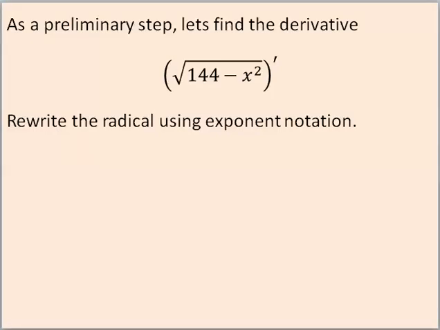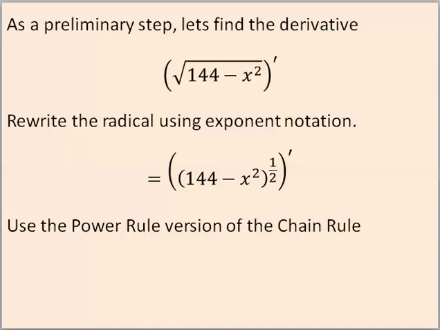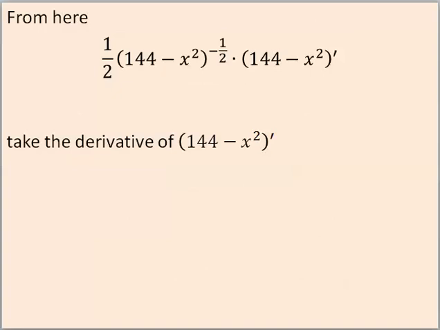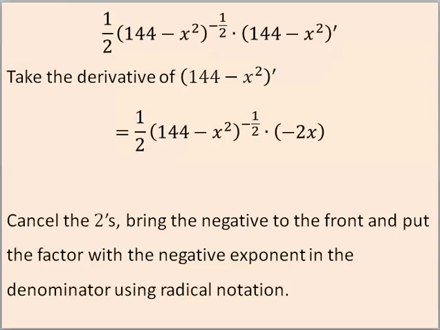Before we find the derivative of f, I'd like to find the derivative of radical 144 minus x squared. First, rewrite the radical using exponent notation. Then, use the power rule version of the chain rule. From here, we're going to take the derivative of 144 minus x squared. When we do that, we get negative 2x.